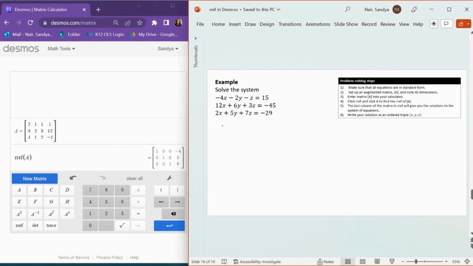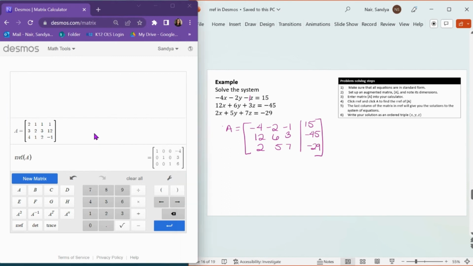So remember, to solve, I'm going to start off by setting up the augmented matrix. So I'm going to add in this coefficient of 1 here. So my augmented matrix is going to look like this. I have -4, -2, -1, and then 15. And in row 2, I have 12, 6, 3, and -45. And in row 3, I have 2, 5, 7, and -29.